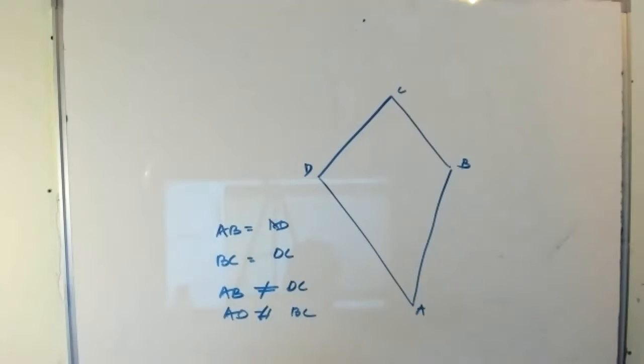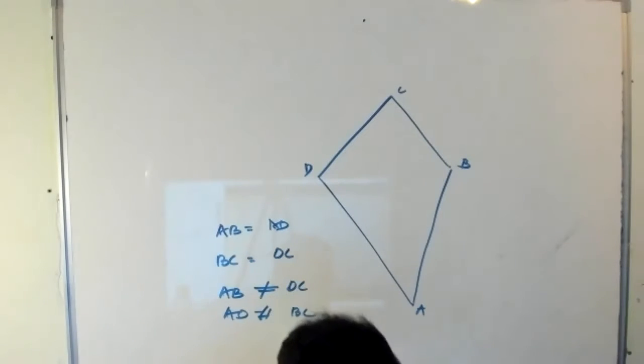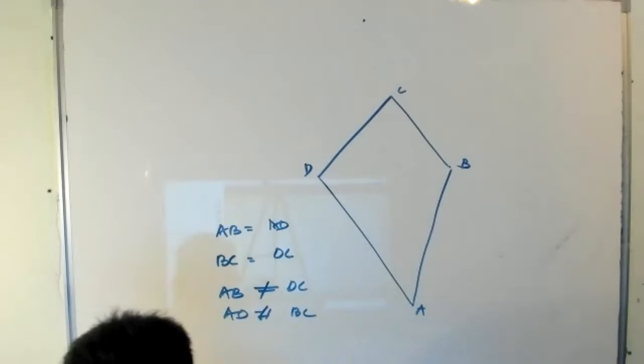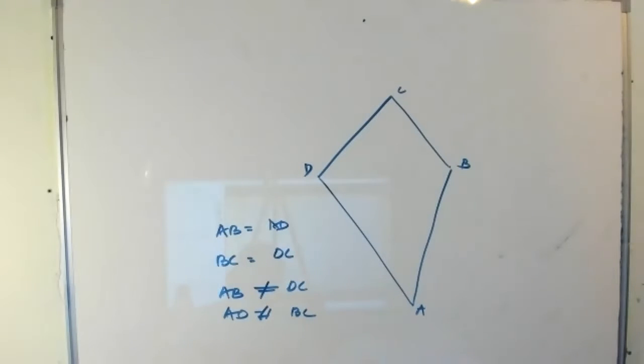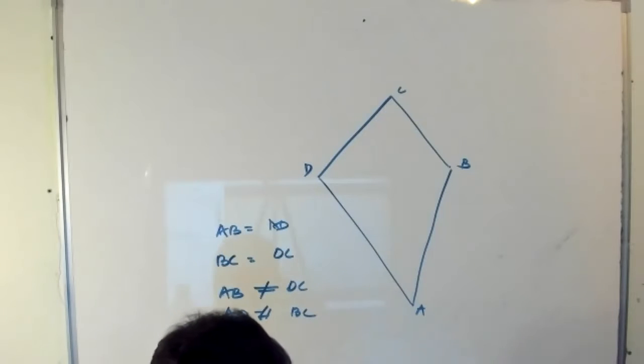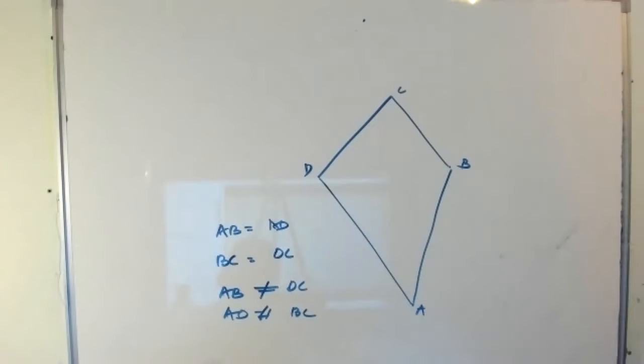Okay, now write the conclusion. A square, rectangle, and rhombus are parallelograms. Can you repeat? A square, rectangle, and rhombus are parallelograms.